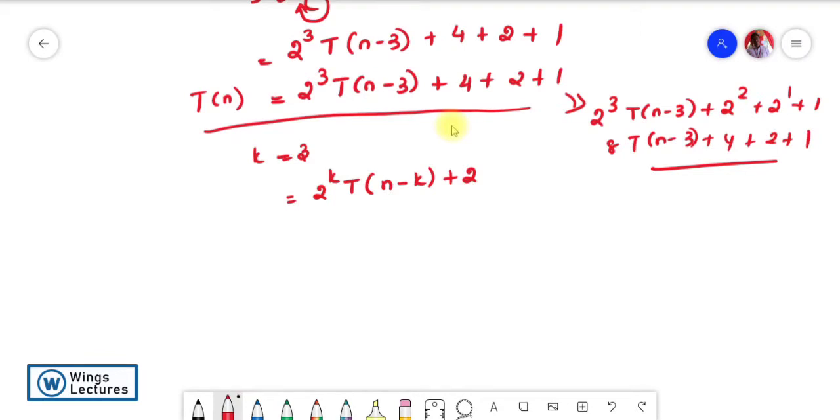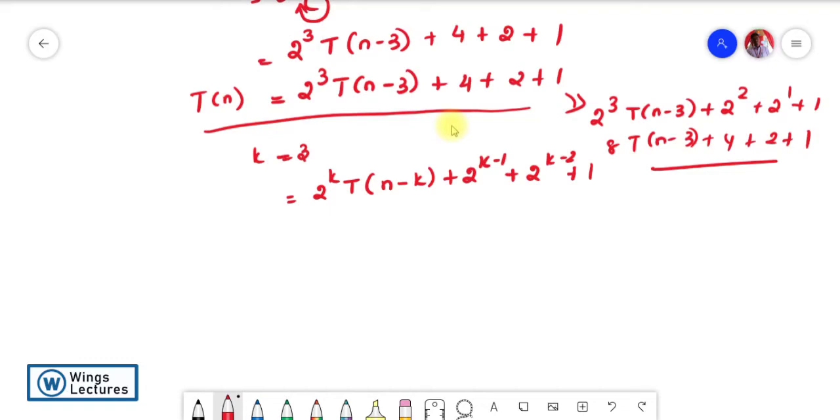So how can we write? The k value is 3, so I am going to write 2 power k minus 1 plus 2 power k minus 2 plus 2 power 1. Okay, and so now we have got the solution, where I have applied the constant value, right?